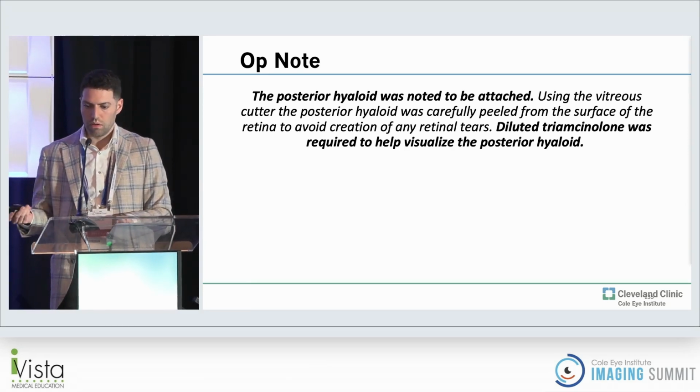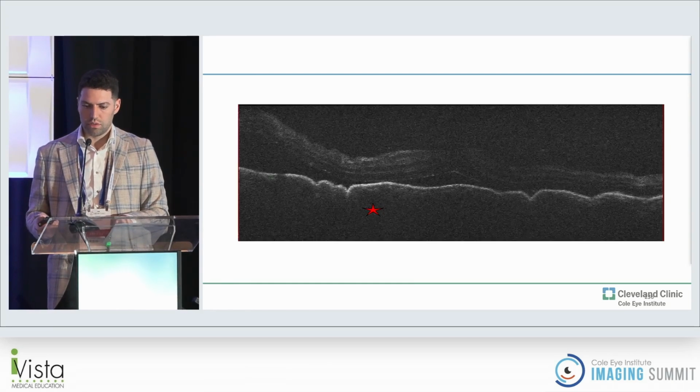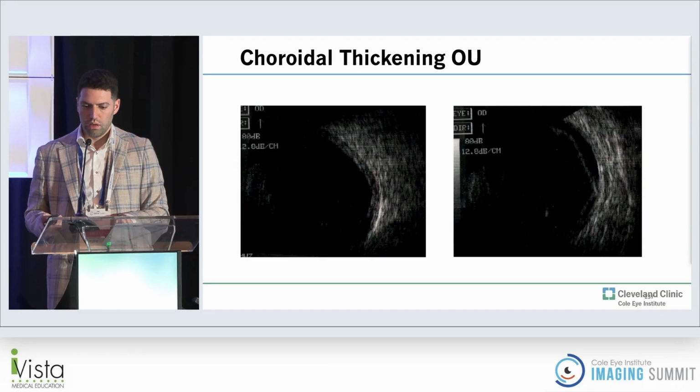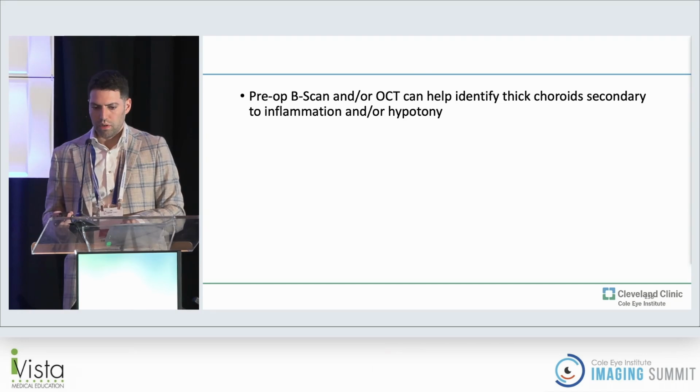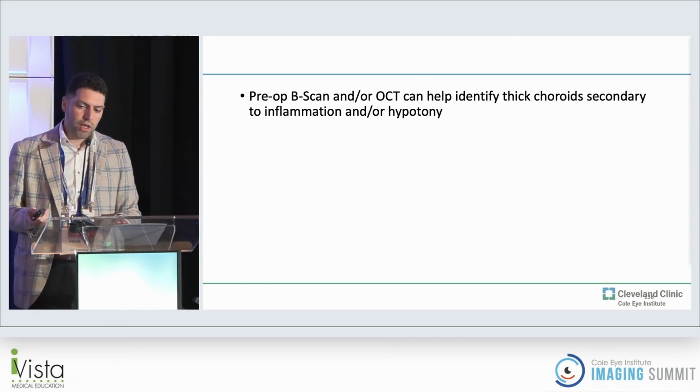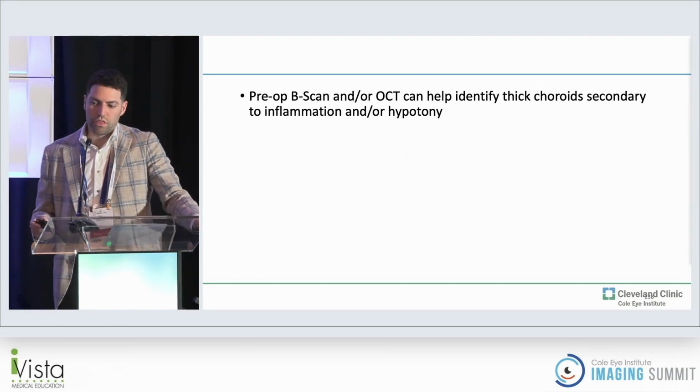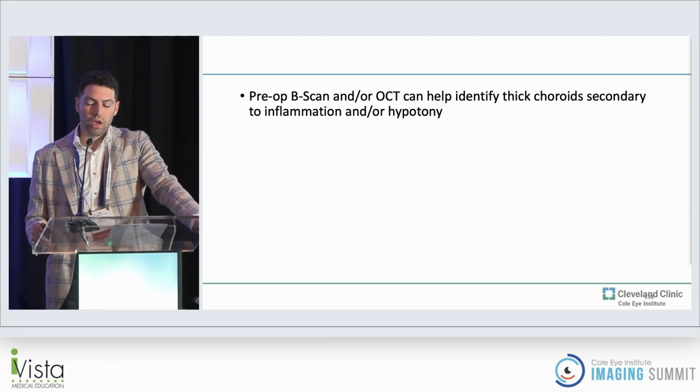In my surgery, I knew I was going to use Kenalog to lift. But this is the choroid. So the choroid's thick. On my pre-op B scan, the choroid's thick. So this is another pearl. Pre-op B scan and or OCT can help identify thick choroids secondary to inflammation and or hypotony.